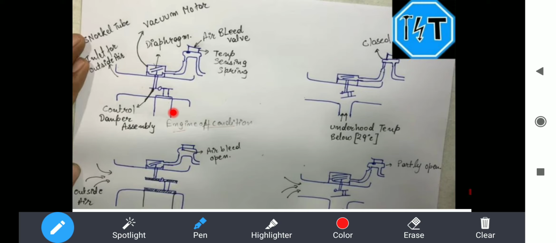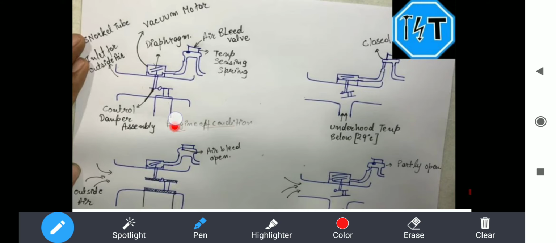This type of thermostatic air cleaner can be used in diesel or petrol vehicles. The use of this one is to start the engine in cold conditions by supplying a hot air fuel mixture to the engine. You have to keep this in your mind.